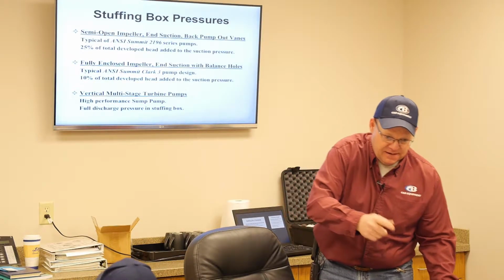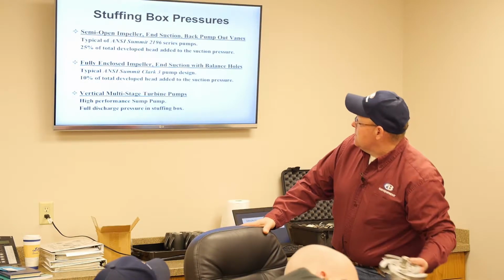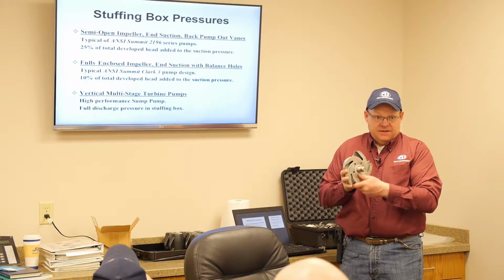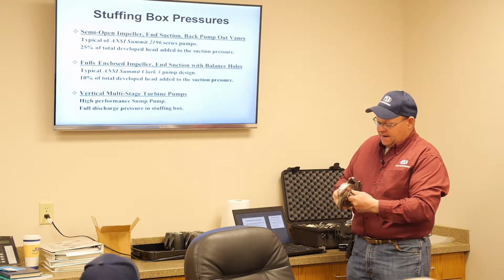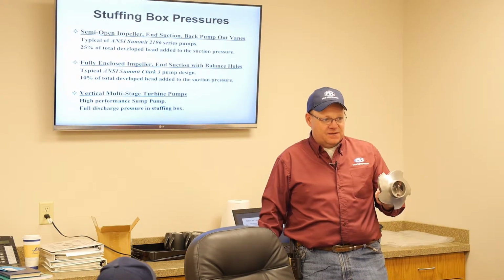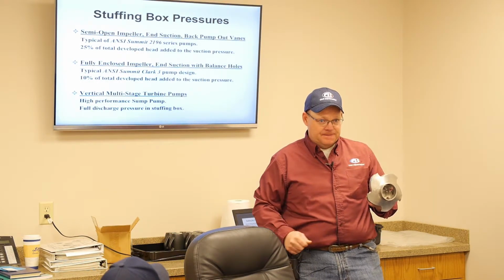The other one is the reverse back impeller right there. This one? Yep. The other one is the fully enclosed in suction with balance holes. See those little holes in the back? These are balance holes. The idea there, which one of these two impellers do you, just off the top of your head, which one do you think is more efficient? You think that one's more efficient?